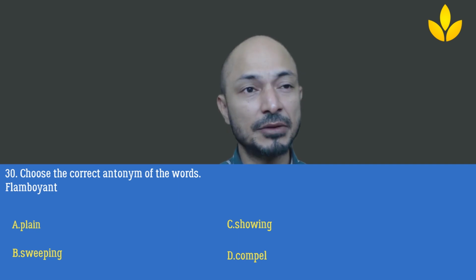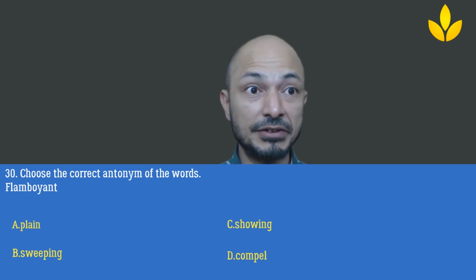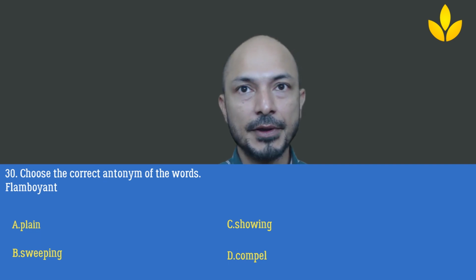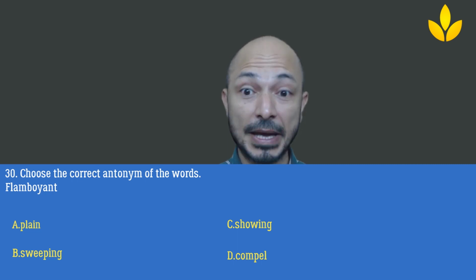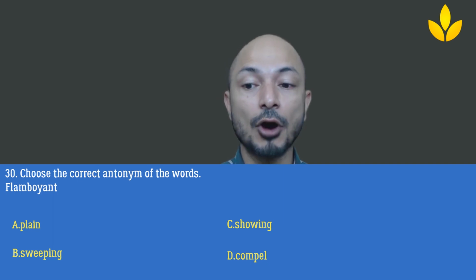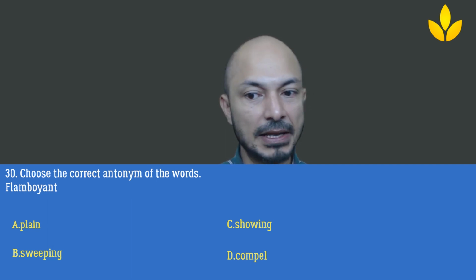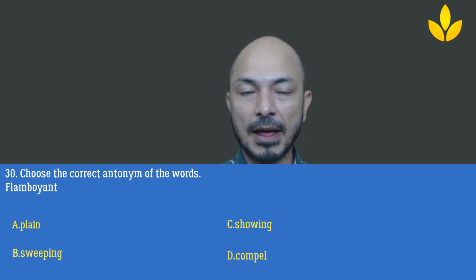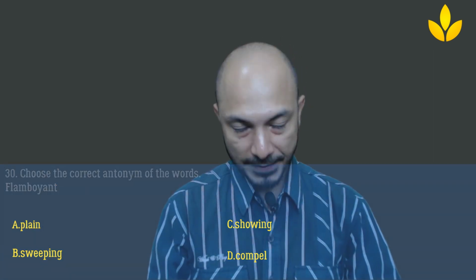So flamboyant is something which is very nice to see. We see some people who are very showy. We call them flamboyant in terms of style, in terms of appearance. It can be anything else also. The options given are plain, sweeping, showing, and compel. The correct antonym is option A, plain. It is the direct opposite of being flamboyant. Sweeping, showing, compel don't have anything to do with flamboyant or its opposite. So option A is the correct option over here.